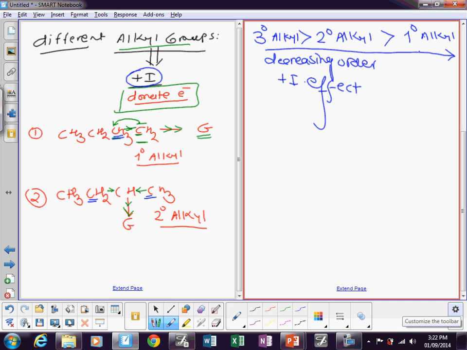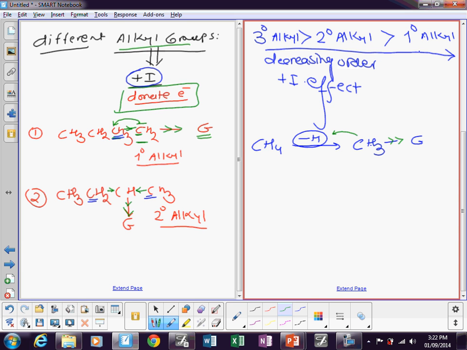Suppose we have methane. It releases one hydrogen, we get methyl, and a group is attached over here. Now this methyl group also has a tendency to donate electron. It also has a tendency to donate electron. But how many are supporting it?